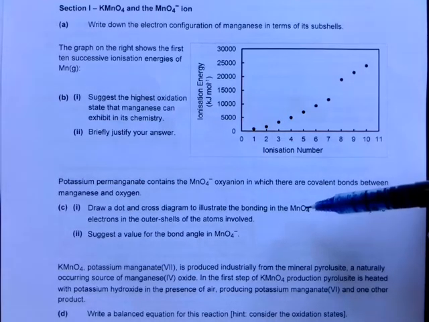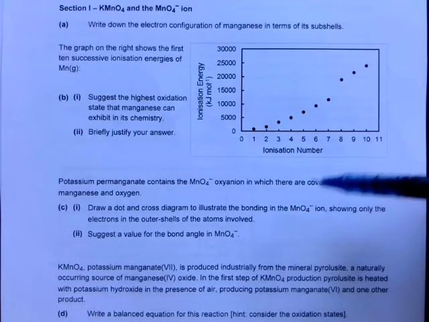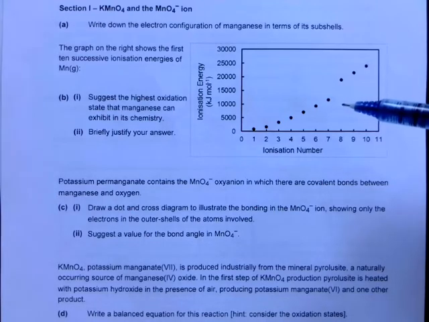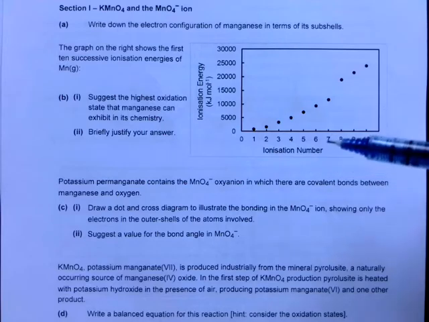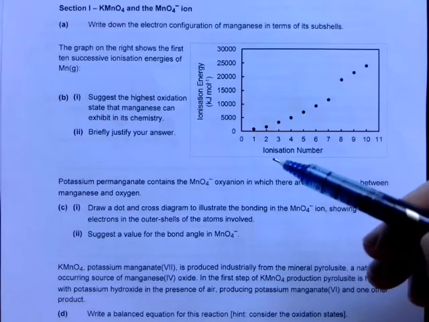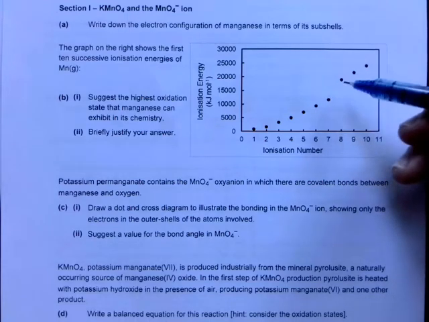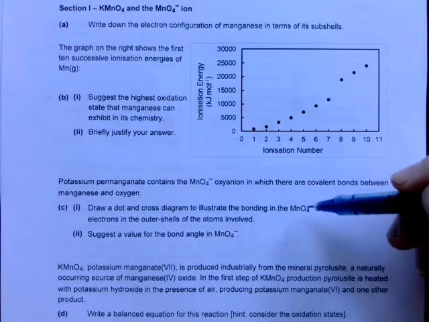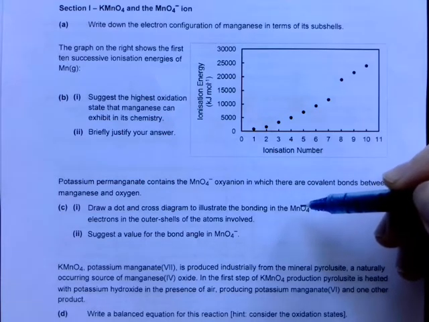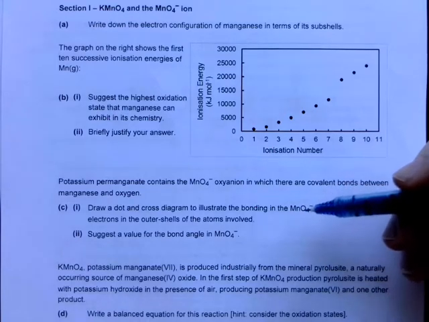MnO4-. Now you've worked out the oxidation number. So that's going to give you a clue as to how many electrons are involved in bonding. All right, so you can imagine, at this point you should have worked out the oxidation number. The highest oxidation number is 7. Okay, so we can just assume that it's 7. Now that means that there's going to be 7 electrons of manganese involved in the bonding, and you've got a central manganese atom, and you've got 4 surrounding oxygen atoms.